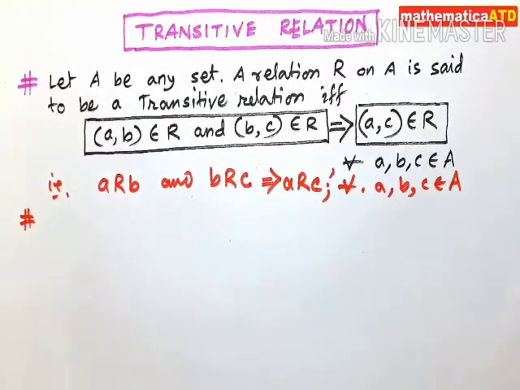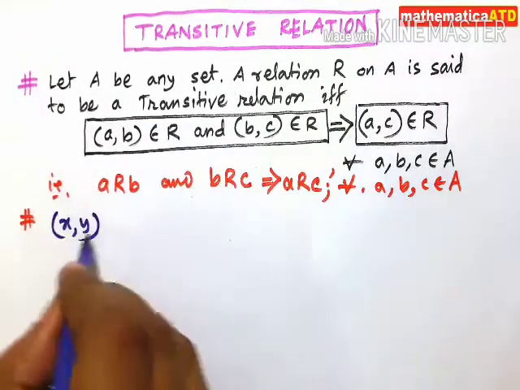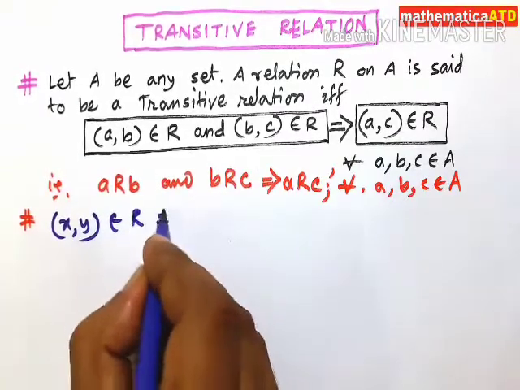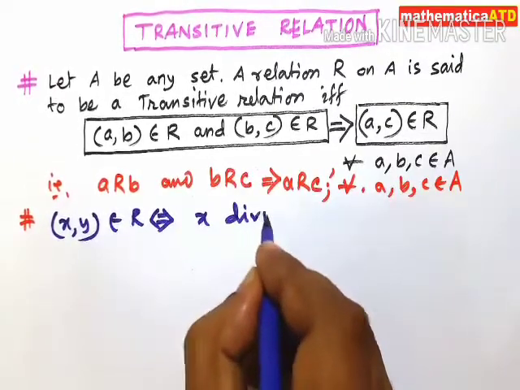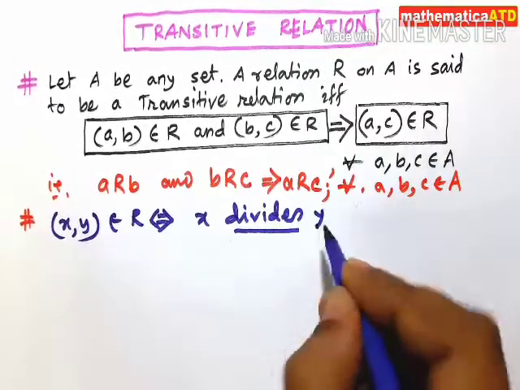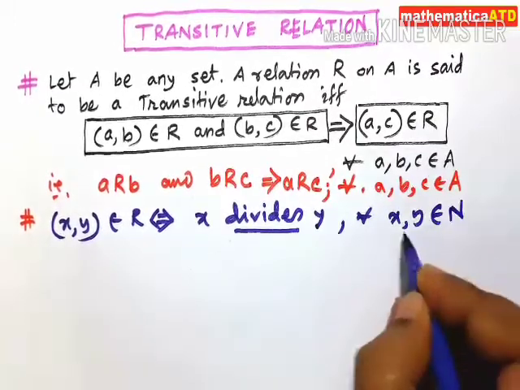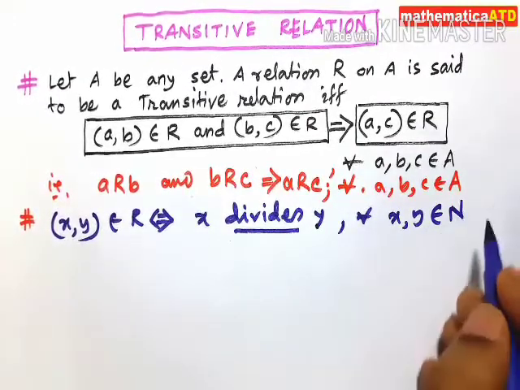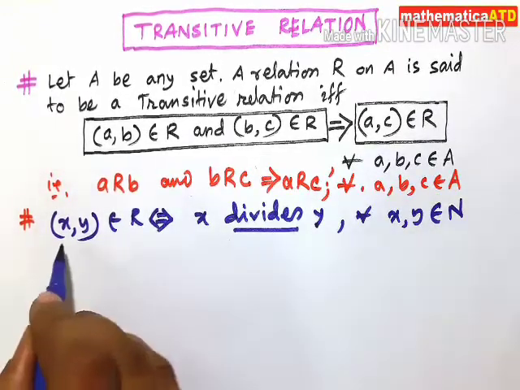The relation R on the set N of all natural numbers defined by (x, y) belongs to R if and only if x divides y, for all x, y belong to N. This is transitive. We shall show this one.